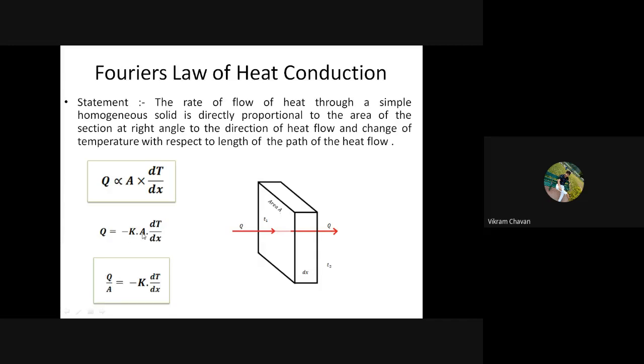Now we have shifted this capital A to this side, which gives capital Q divided by capital A, that is, the heat transfer rate per unit area, equal to minus k multiplied by dt divided by dx. Heat transfer per unit area is called the heat flux, and this capital K is called the thermal conductivity, whereas dt divided by dx is called the temperature gradient.